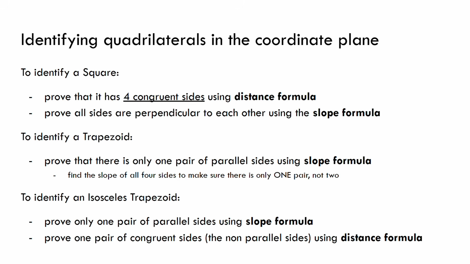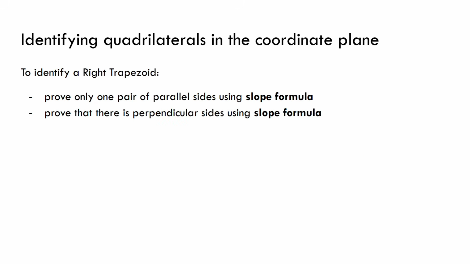To identify an isosceles trapezoid, you want to prove that there's only one pair of parallel sides using the slope formula, and then use the distance formula to prove that there's only one pair of congruent sides, basically the non-parallel sides. And lastly, to prove a right trapezoid, you want to prove that there's only one pair of parallel sides using the slope formula, and prove that there's a perpendicular side using the slope formula as well.